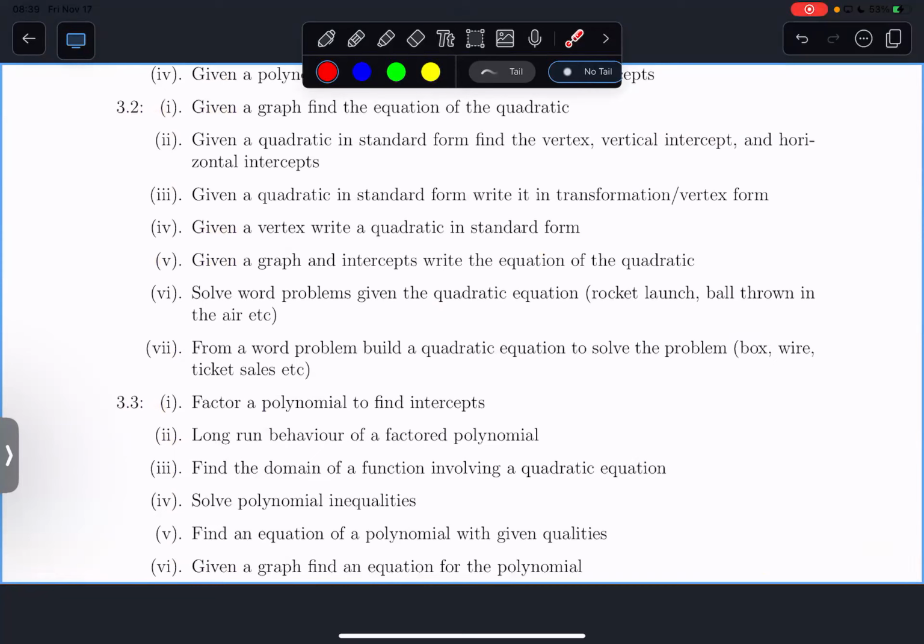Physics. Oh yeah, this one, solve word problems given the quadratic. So I would give you the quadratic equation just like they do in those assignment problems, right? The rocket launch or the ball thrown in the air. How far out? And then at what time, how long does it take for it to reach the top and then the ground, those ones?